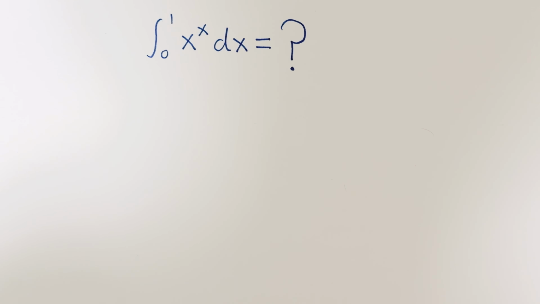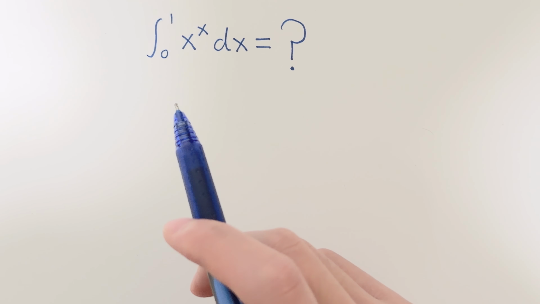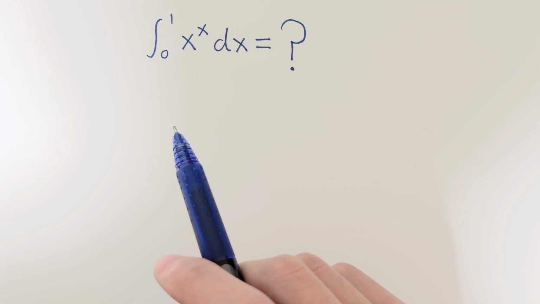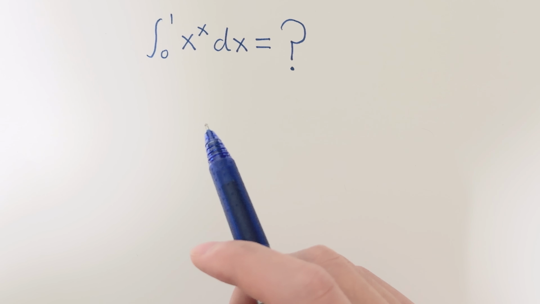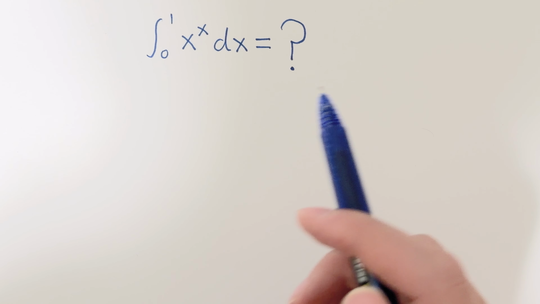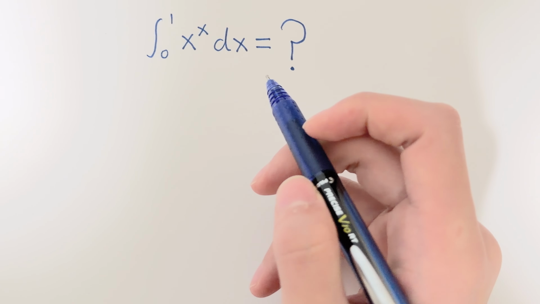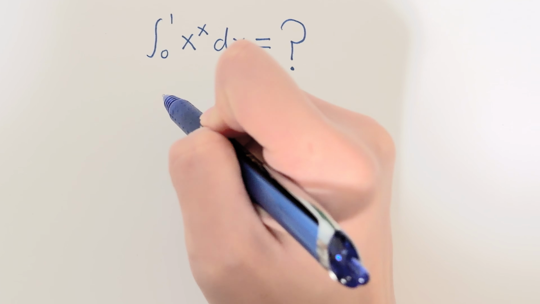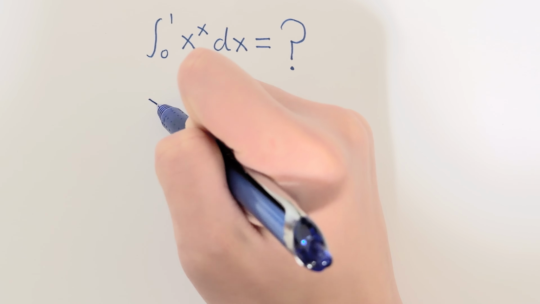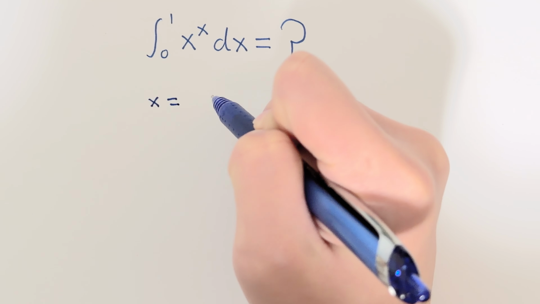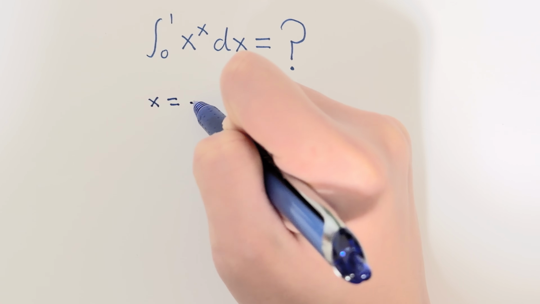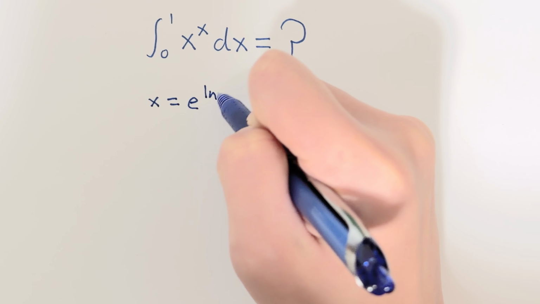The problem with x to the power of x is that the variable is in the base and the power. It's a moving target. Our first move is to rewrite it using our favorite constant, e. Why e? Because remember the identity: x is equal to e to the power of ln x.